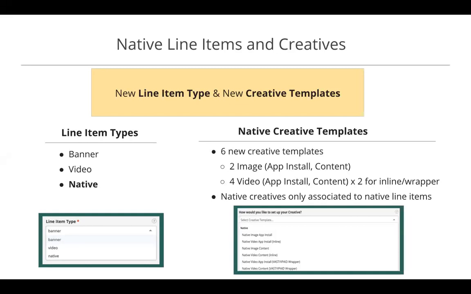The other change to existing objects is that we're introducing new native creative templates. There are 6 new creative templates: 2 image templates for app install and content, and 4 for video. The reason there are 4 is that there's one for each inline and wrapper format. We'll go through this once I go through the demo.